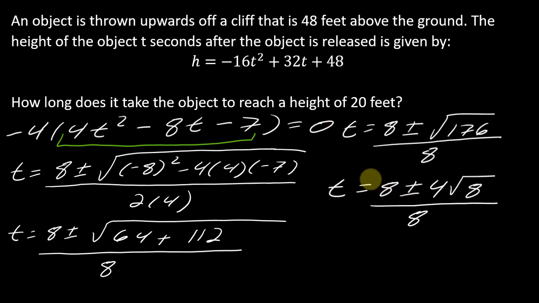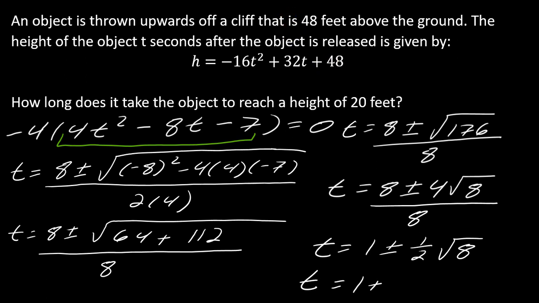And so if I break this into pieces, this will be t equals 1 plus or minus 1/2 times the square root of 8. And so that's as far as I can go with that. Now, you might have to get out a calculator to figure out what this is as a decimal. And if you use a calculator, 1 minus 1/2 times the square root of 8 actually will end up being something negative, so that won't work for time. So the only one that will work is 1 plus 1/2 times the square root of 8, and that equals about 2.14 seconds.